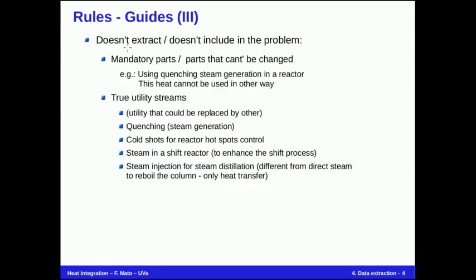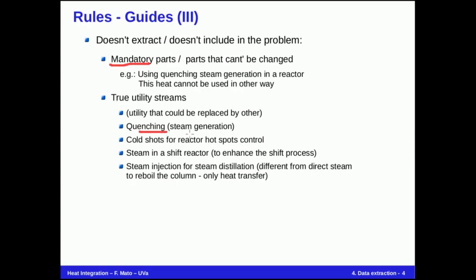Third, don't include into the problem parts that are mandatory, compulsory, but that cannot be changed. For example, quenching steam generation in a reactor that forms part of the reactor cannot be used in other places. And also true utility steams. These are utilities that cannot be replaced by any other.